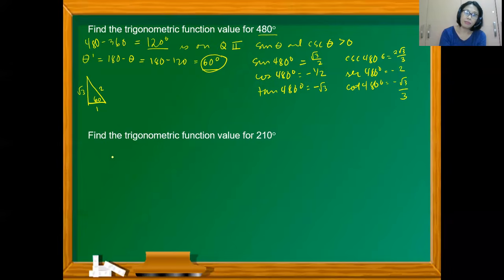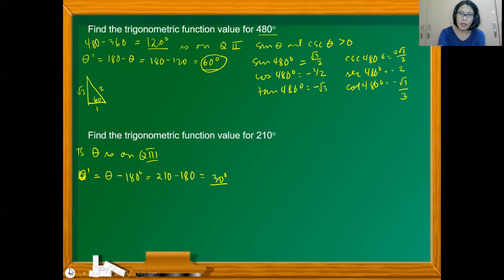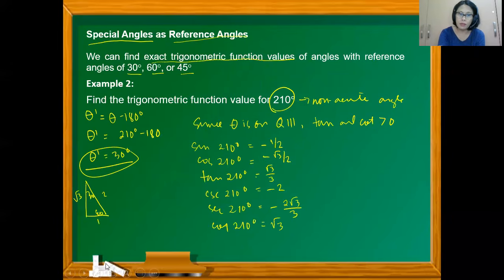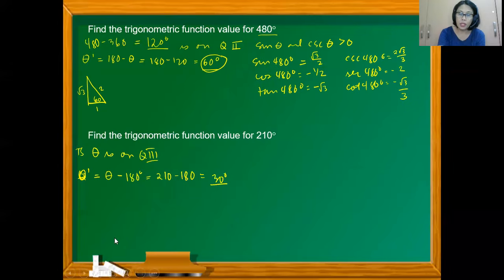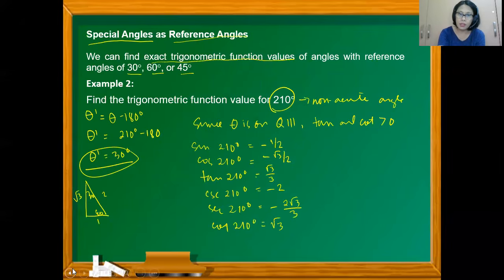So find the trigonometric function value for 210. The terminal side of this angle is on quadrant 3, and the reference angle with terminal side on quadrant 3 equals theta minus 180. Since theta is 210, less 180, the reference angle is 30 degrees. So I guess it's the same value as the first example. So we will just refer to the first example here.